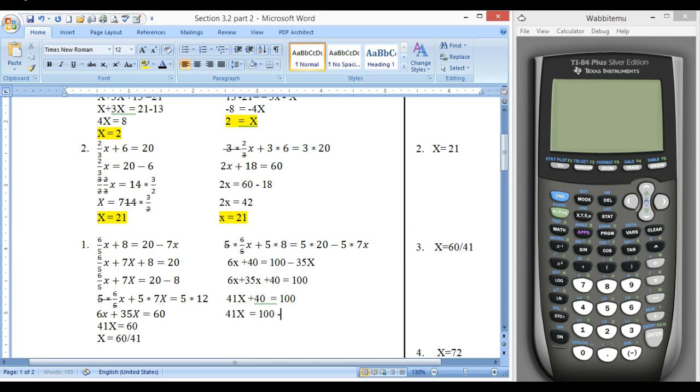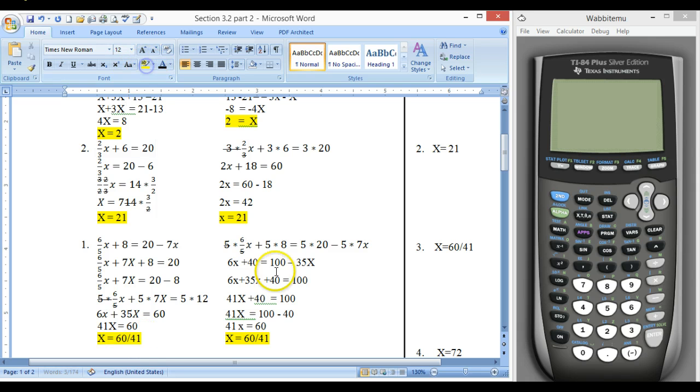So I have 100 minus 40. 100 minus 40 is 60. So 41x equals 60. Now I need to continue isolating the x by dividing both sides by 41. Dividing that side by 41 leaves me with just x. Divide this side by 41 and nothing cancels, so I just have 60 over 41.